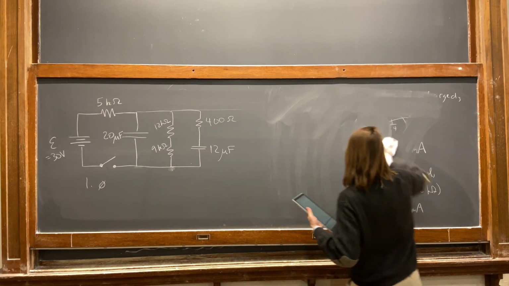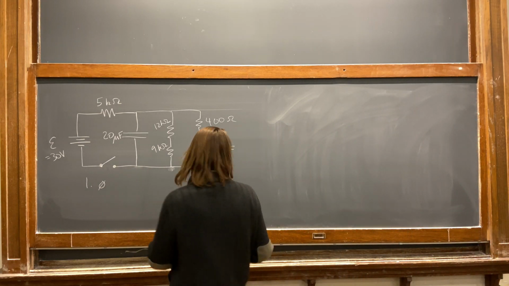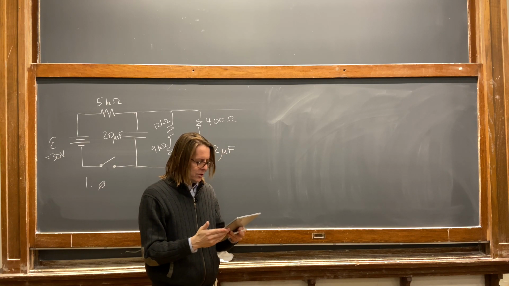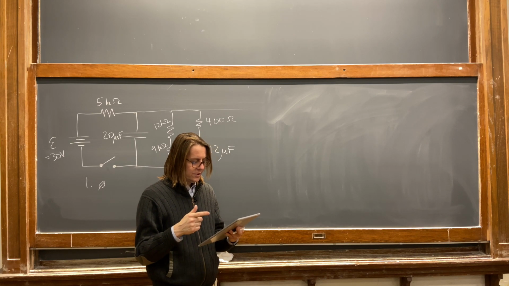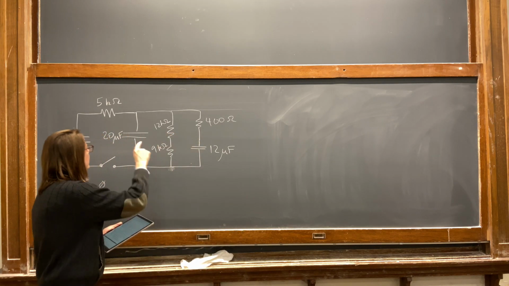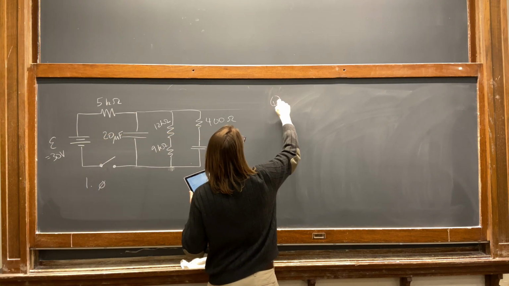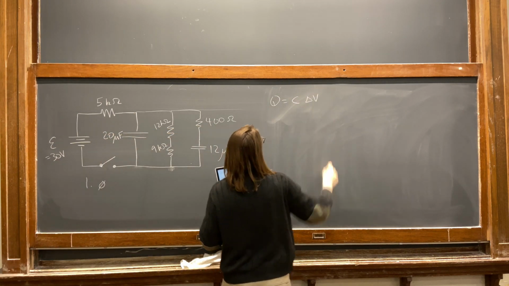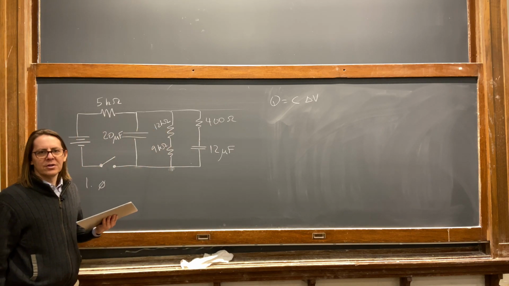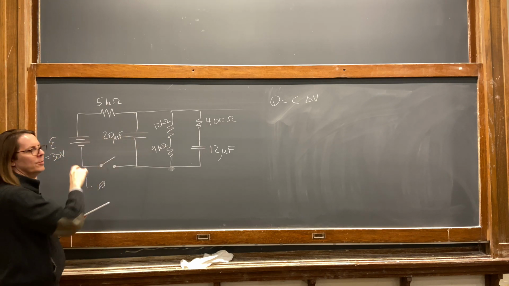Question 4 is, what is the charge on the 20 microfarad capacitor long after the switch is closed in microcoulombs? Okay, where is it? There's the 20 microfarad capacitor. So we know that the charge on a capacitor is the capacitance times the potential difference across the capacitor. And when you have a simple RC charging circuit, by the time it's charged up, the capacitor is getting the full potential difference of the battery.